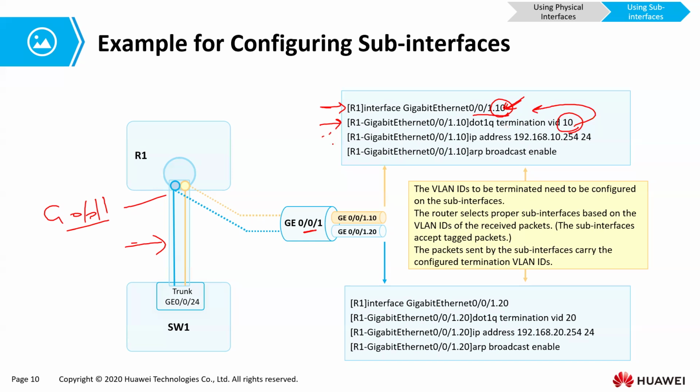Then you assign an IP address to your sub interface. Basically that's it. Once you have done the configuration, your sub interfaces are complete. Then you configure another one, .20, you do the same thing, you assign an IP address, and then our inter-VLAN routing starts working. It's as simple as that.